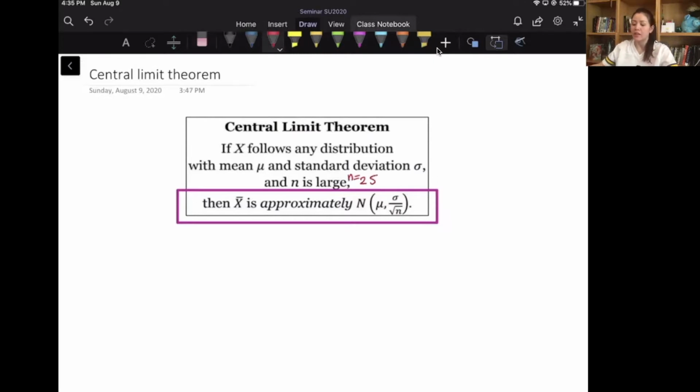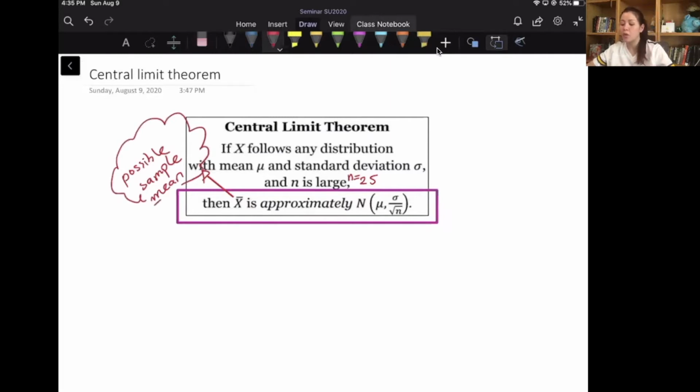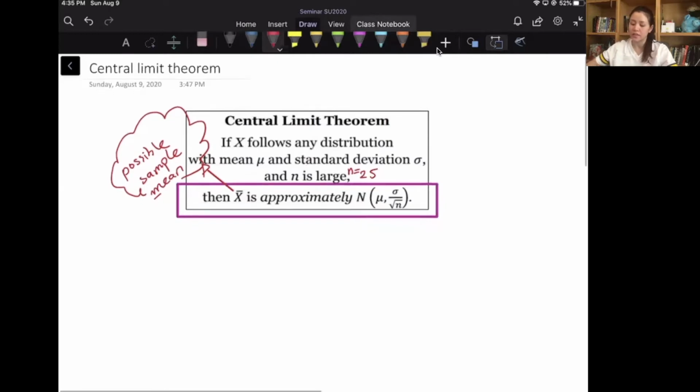Then the possible sample means, this x bar here, meaning this x bar here is a possible sample mean, is approximately normal with the same mean mu, and the standard deviation of the sample mean is equal to the population standard deviation sigma divided by the square root of the sample size n. So visually, it says this.